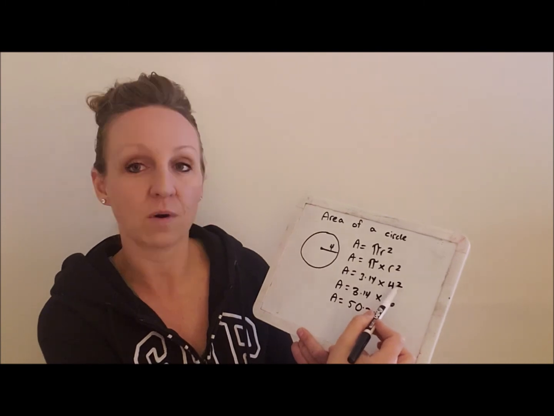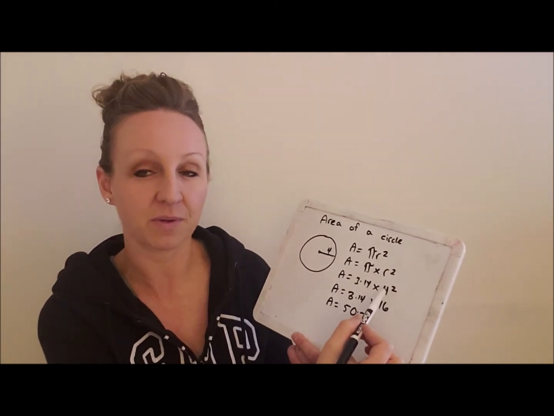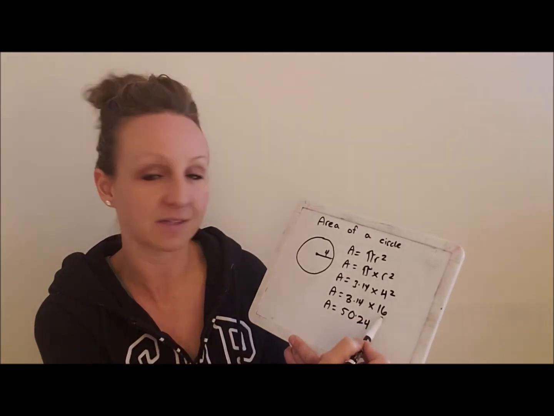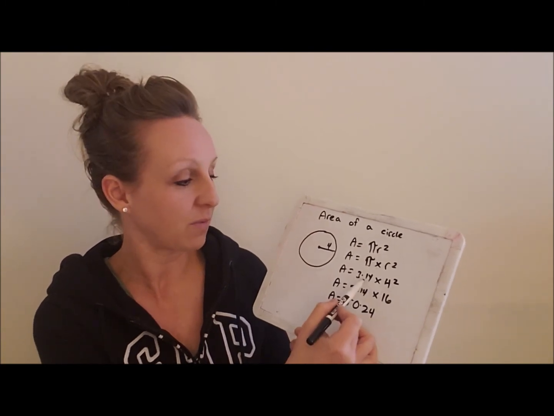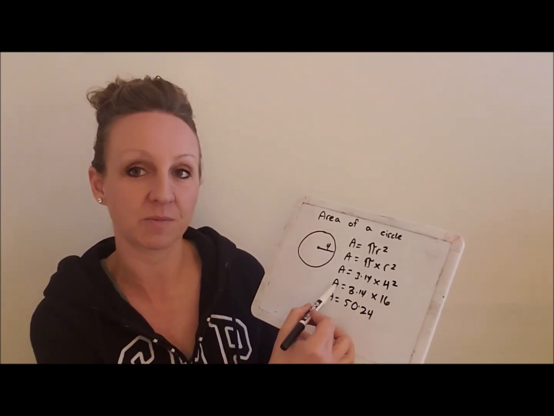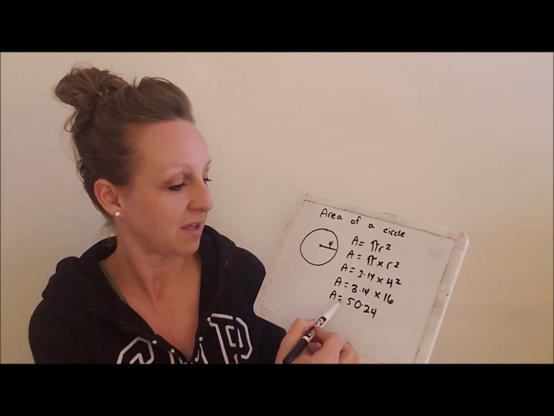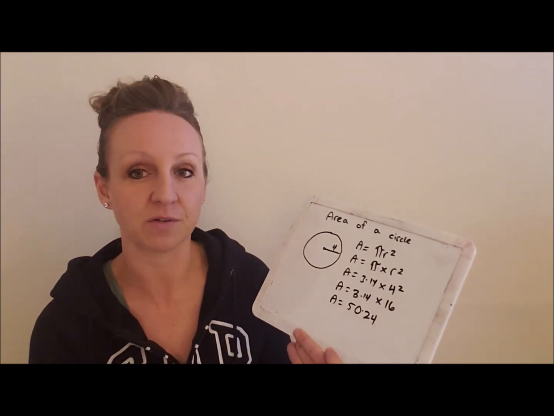Now I'm going to square 4. I'm not multiplying 4 times 2, I'm multiplying 4 by itself. So 4 times 4 is 16. That's where the 16 came from. The 3.14 I'm just carrying down to here, and now I'm actually going to multiply. 3.14 times 16, the answer is area equals 50.24.